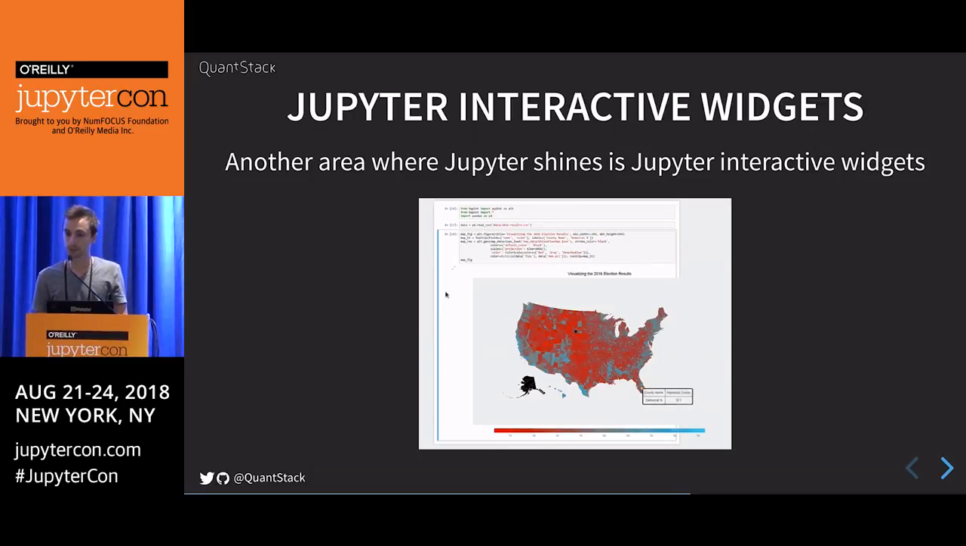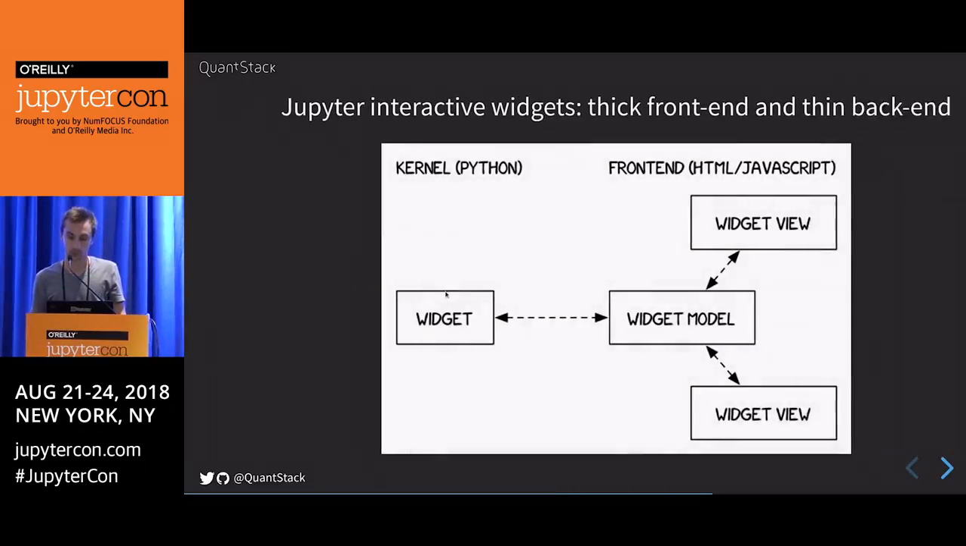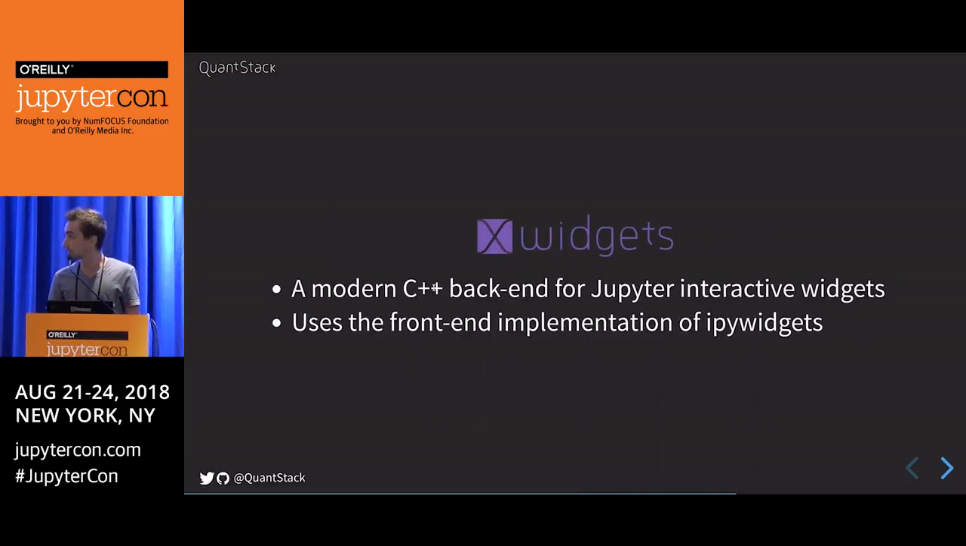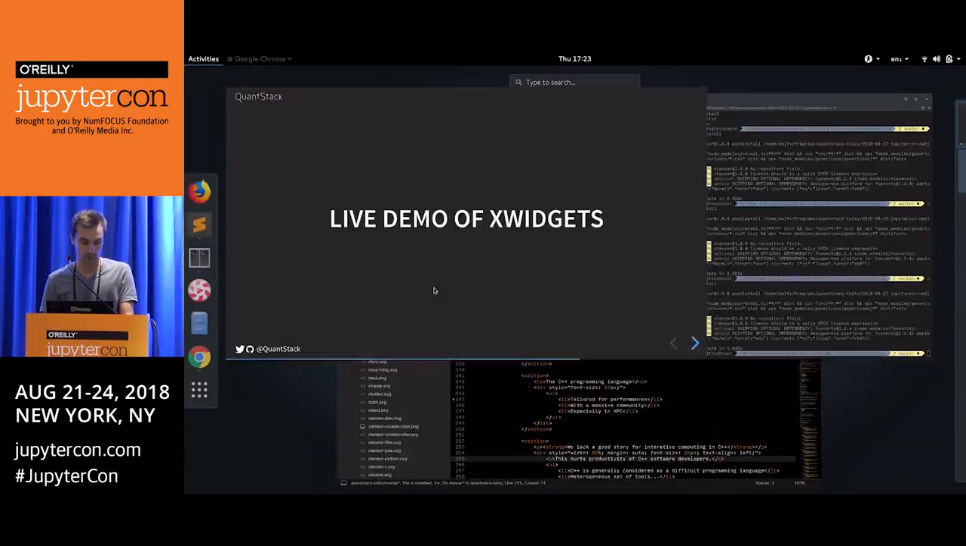So we wanted to have a C++ widget as well. Basically, how ipywidgets is implemented is you have a Python model, which is a thin part of the implementation, and you have a thick part of the implementation, which is the front end. So in C++, we could, for example, reuse all of the front end part and only implement the models. So that's what we did with XWidgets, which is the C++ backend for ipywidgets. So I'm going to show it to you right now.